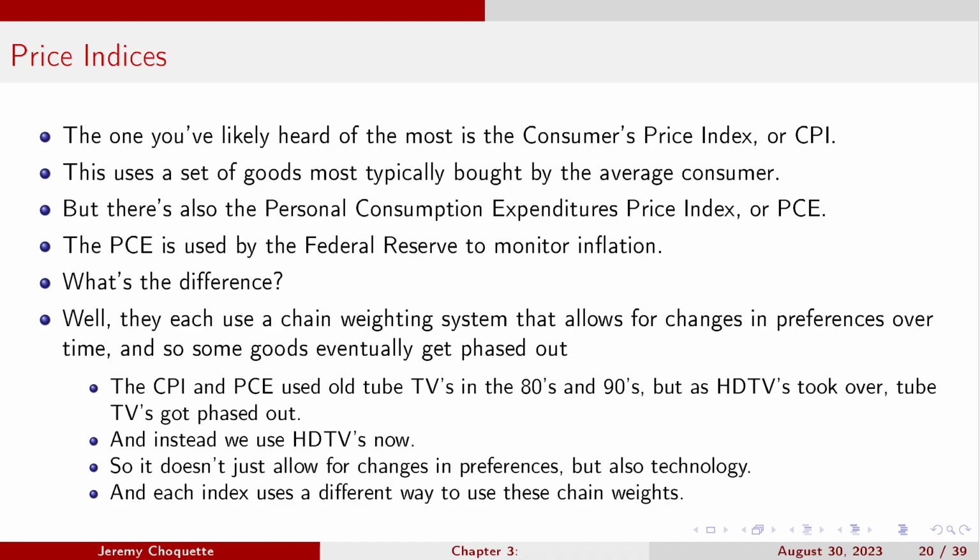So, right now you're probably going, hey, what the hell's the difference between the two? Well, they each use a chain weighting system that allows for changes in preferences over time so that some goods eventually get phased out. So the CPI and PCE used, say, old tube TVs in the 1980s and 1990s, but nobody really uses those anymore. We use those nice flat screen HD TVs. So as those started to take over and old tube TVs got phased out, the prices of HD TVs ended up in there. So it doesn't just allow for changes in preferences, it also allows for changes in technology. So what makes these two price indices different? Well, each index uses a different way that they use these chain weights.